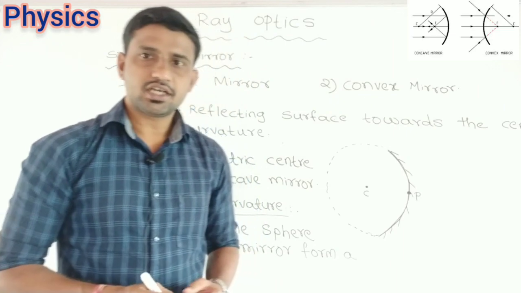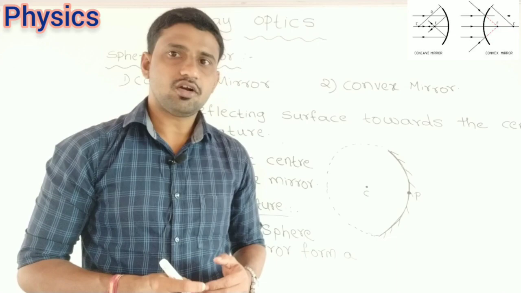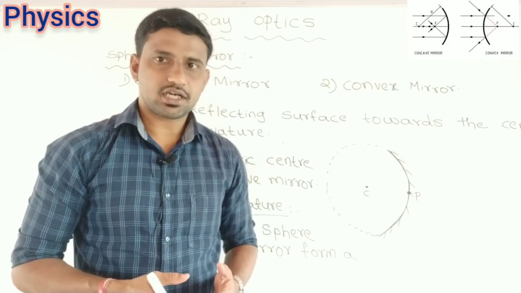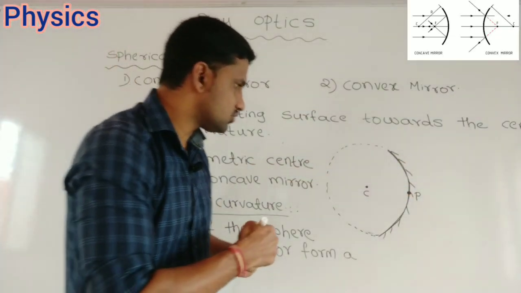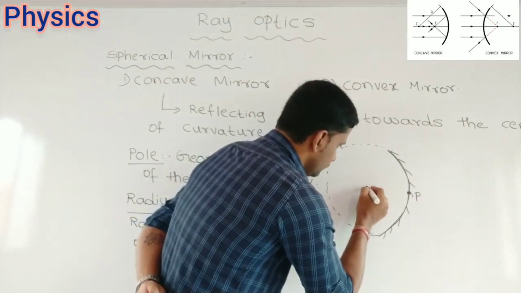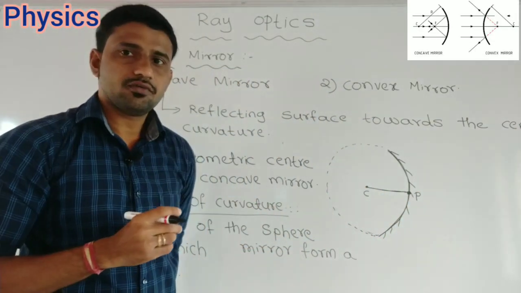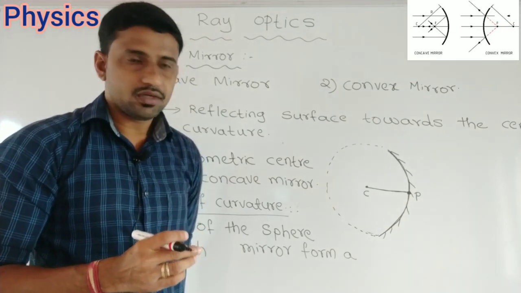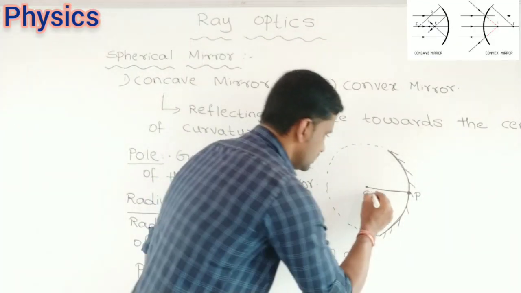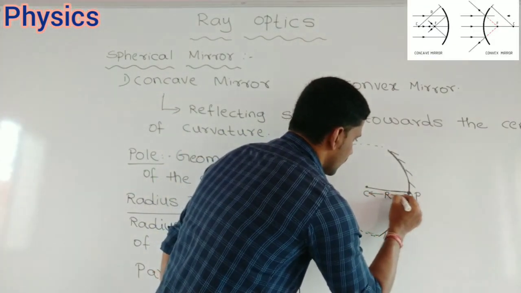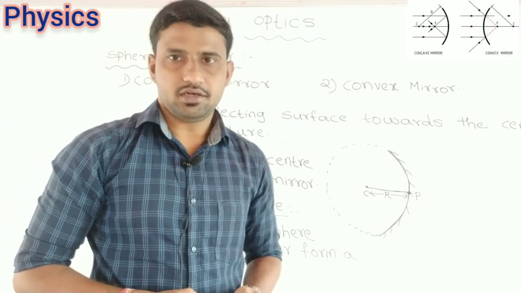We know that in general we are taking the radius from the center of the sphere or center of the circle to the curvature, any point on the curvature. Here also I am taking the distance from center to the pole, or you can call the radius of curvature of the concave mirror is nothing but the distance from pole to the center. So this is the radius of curvature or radius of the concave mirror.